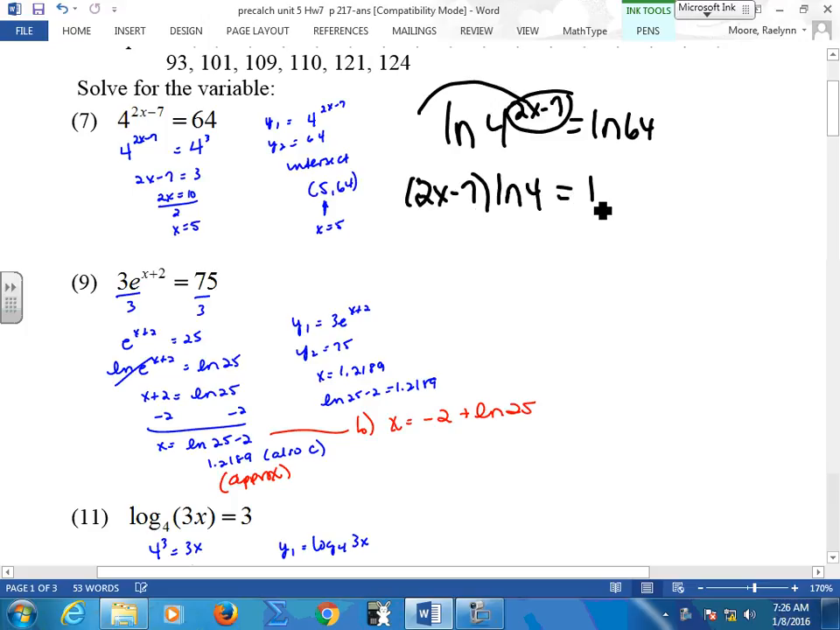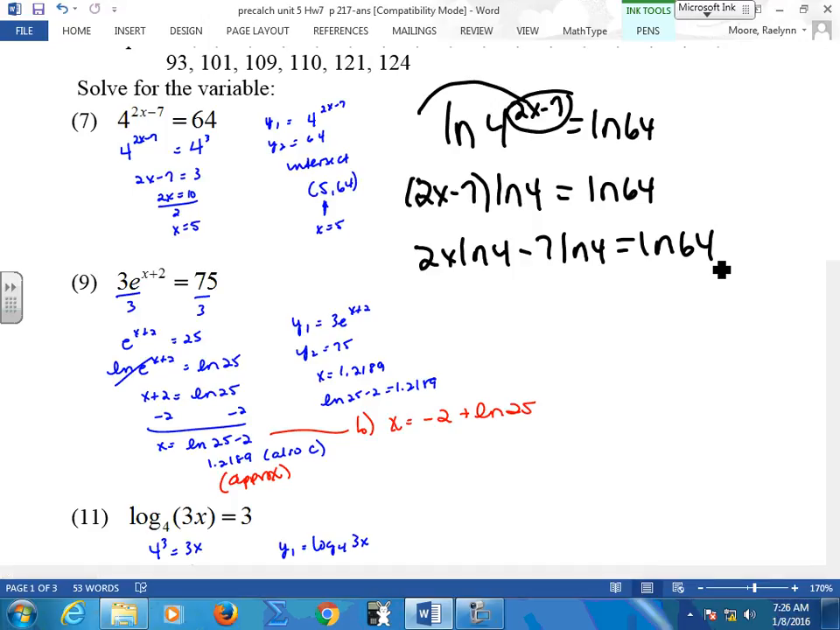So you're going to have to distribute this. And then add this to this side and divide it by 2 ln 4. So that's absolutely doable there as well. If you can drop them to the same base, it's sometimes a little easier.